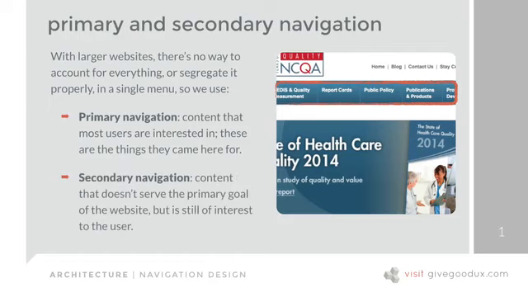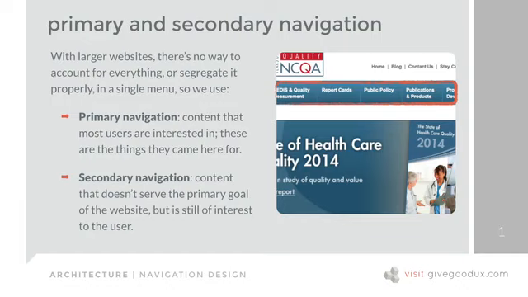Secondary navigation is content that doesn't serve the primary goal. However, users may still be interested in this information. Sometimes the reason they're interested in it is because it's a way to qualify whether or not they trust you. Things like about us, contribute, advertise, FAQ, contact us, those are all secondary items.